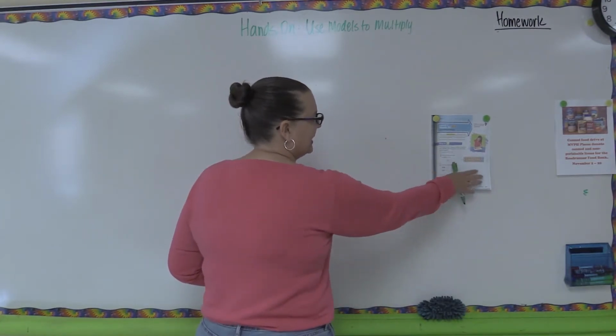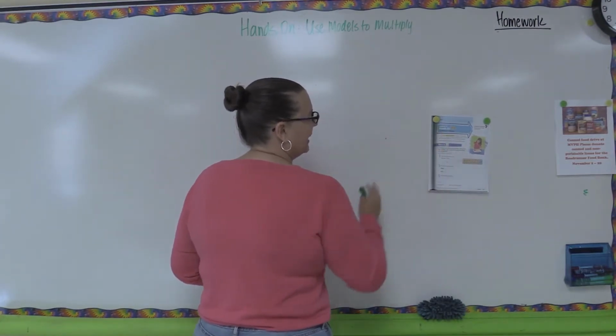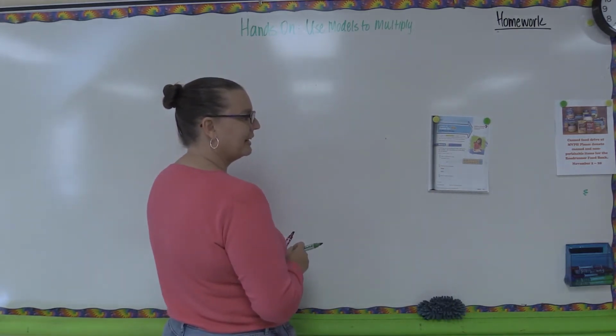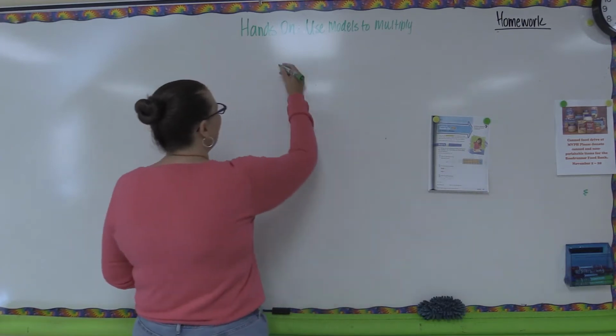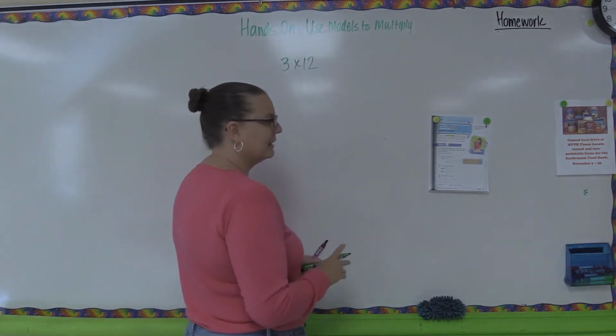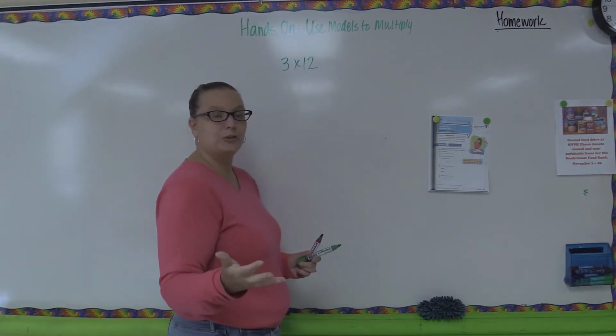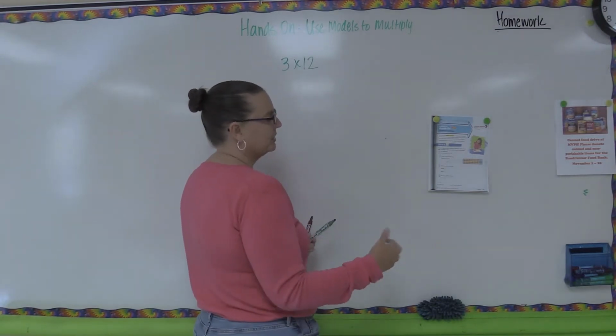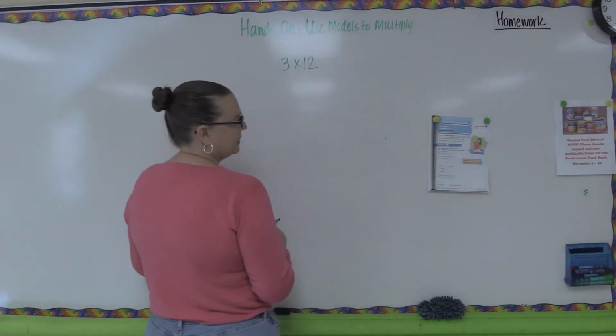The first question says, the hiking club has 3 groups of hikers. Each group has 12 people. How many hikers are in the hiking club altogether? So they're asking us to find 3 times 12. Now the strategy for today asks us to make this into an array. We've used arrays before when we are multiplying numbers together and showing numbers. So we're going to go ahead and put that array together.